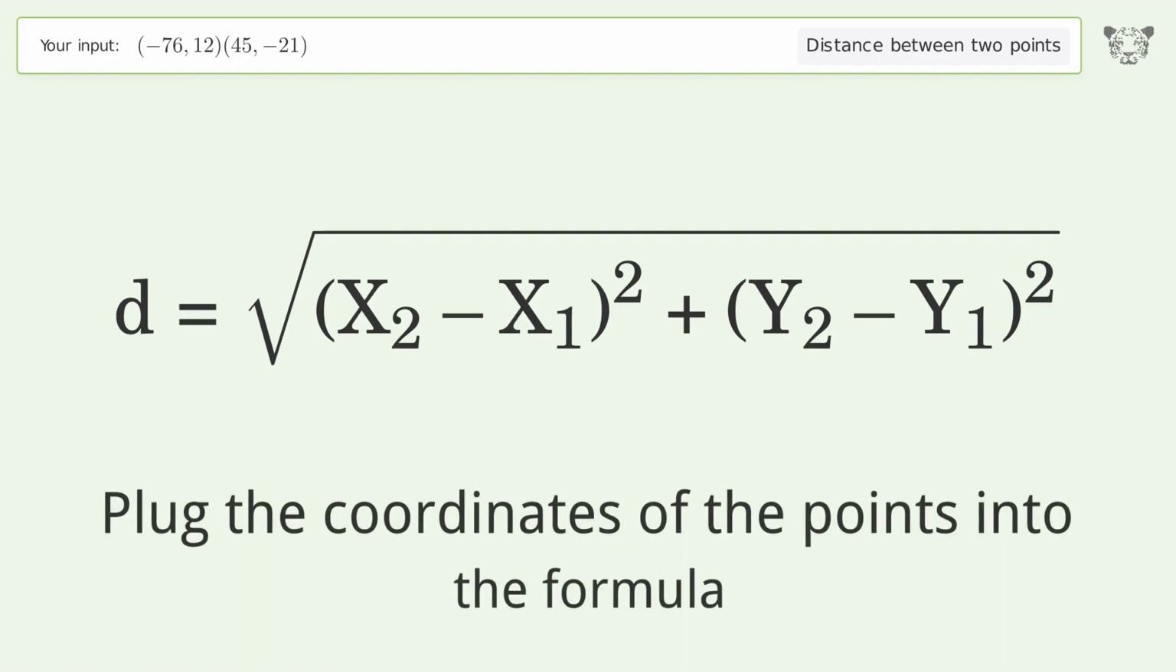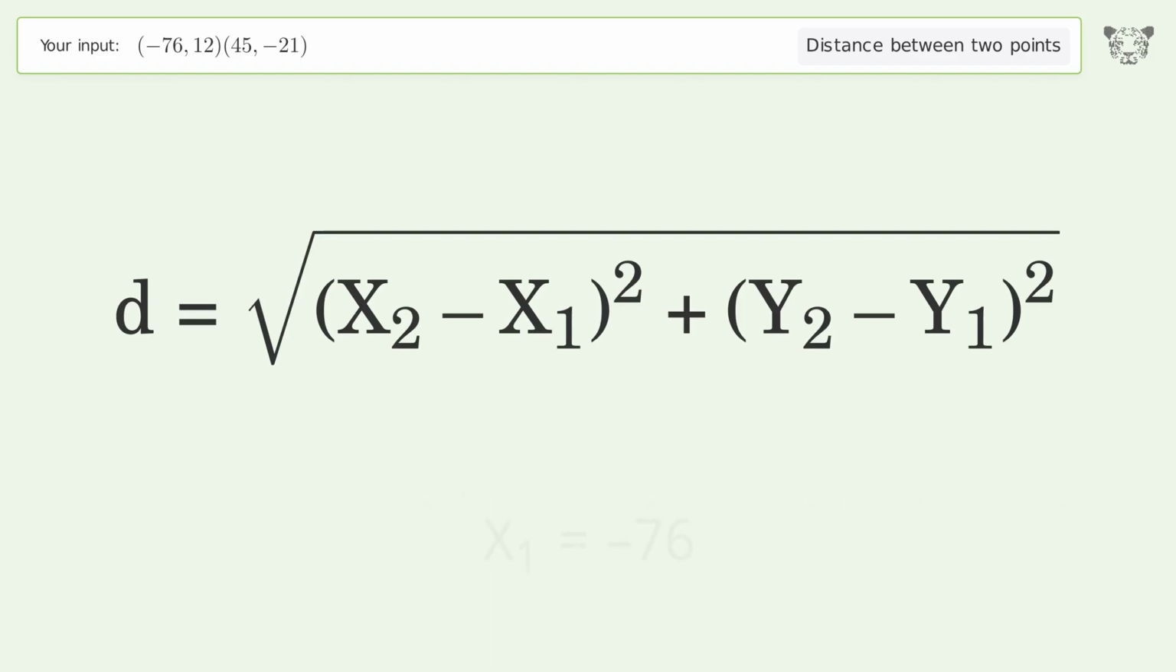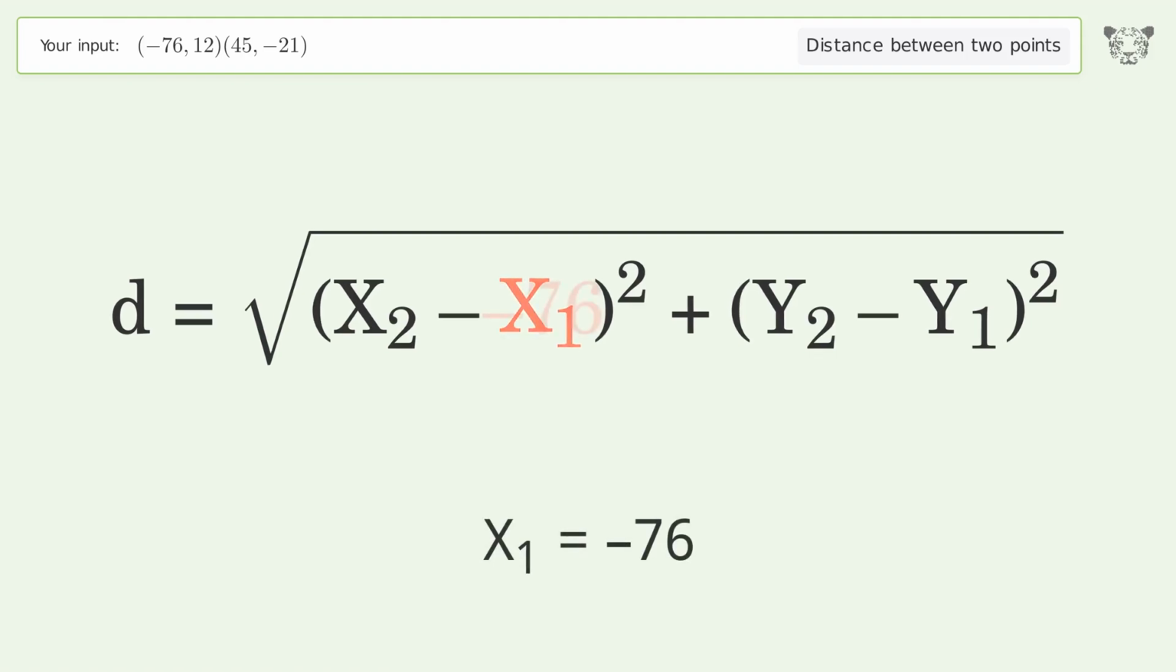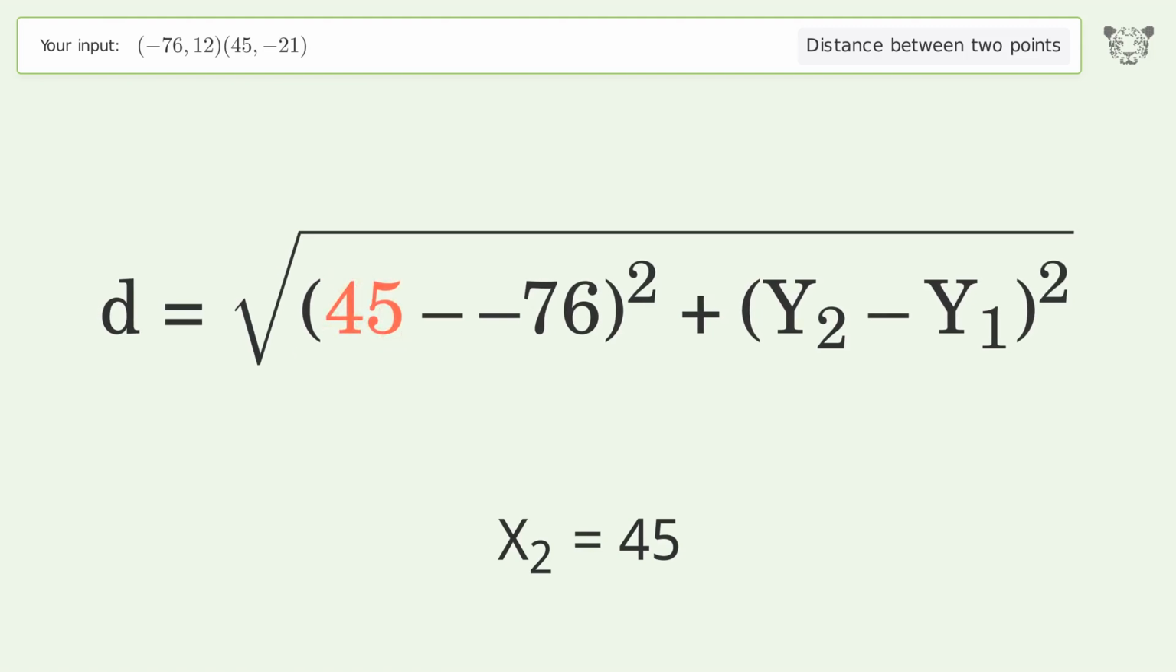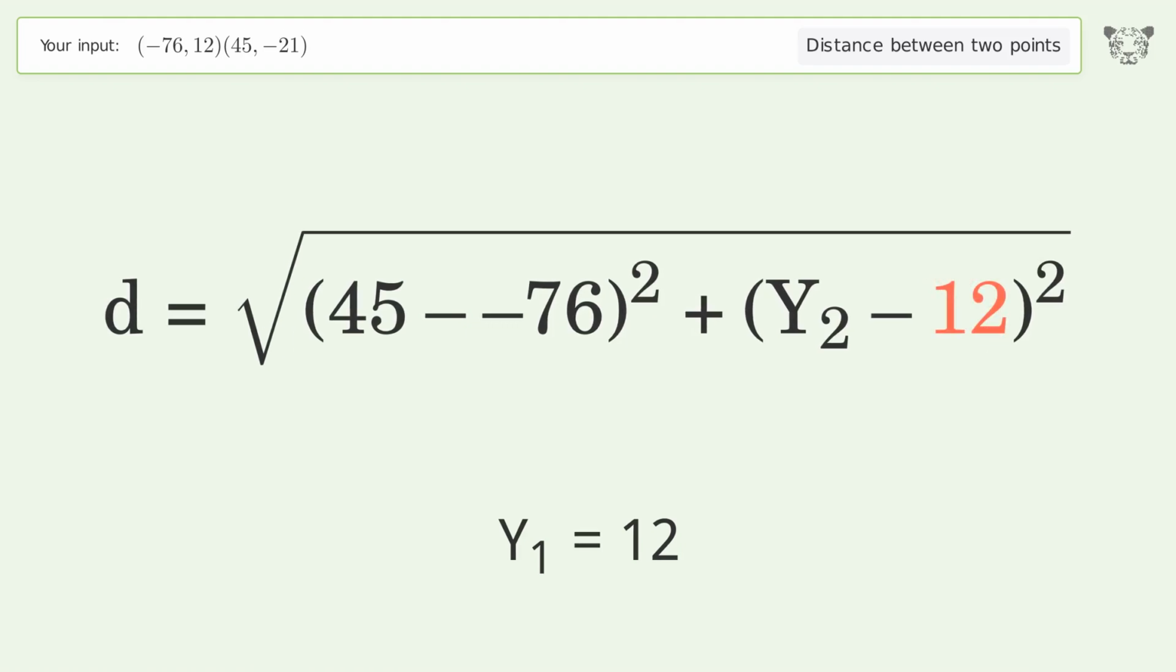Plug the coordinates of the points into the formula. x1 equals -76. x2 equals 45. y1 equals 12. y2 equals -21.